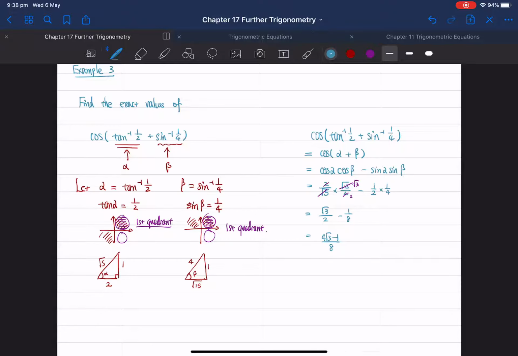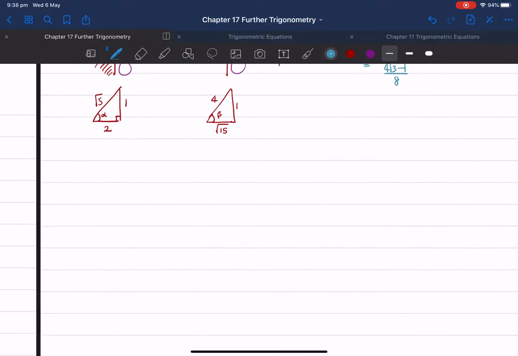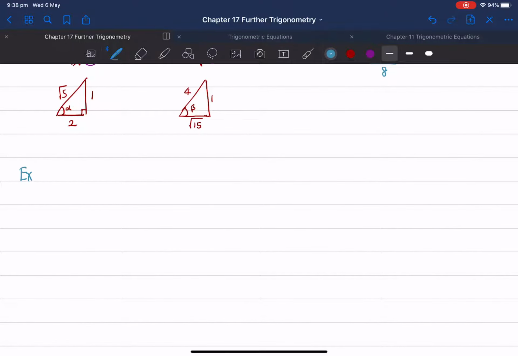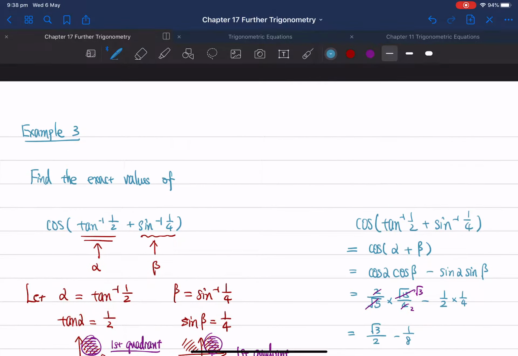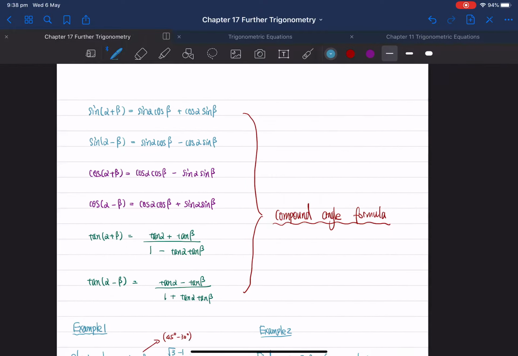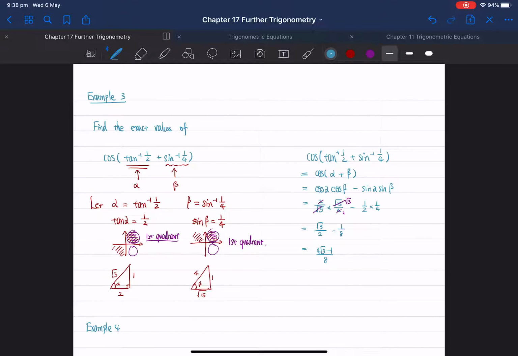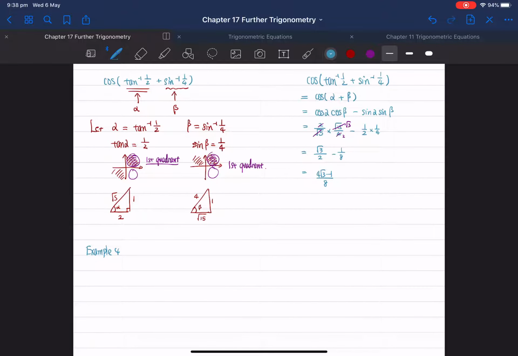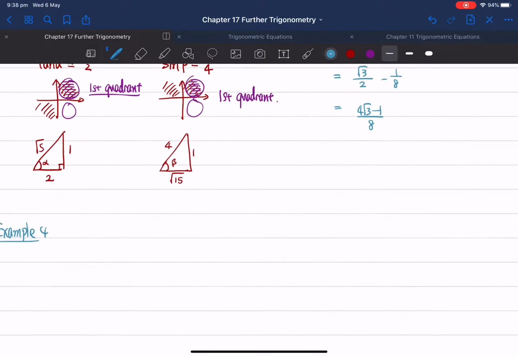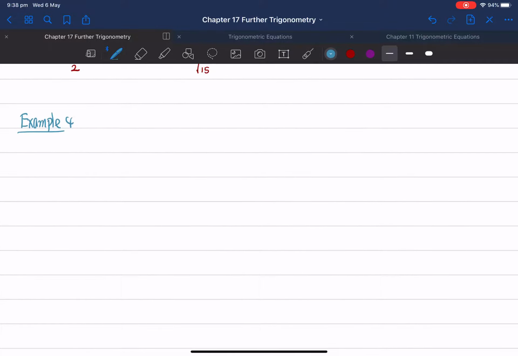Okay, now example 4. For example 4, I would like to pick, because I've already picked 2 questions, that is, using the compound angle formula to find the exact value, and then a question involving inverse trigonometry. I think this time I'm just going to pick a question that asks us to solve trig identity questions, all right? The trig identities.